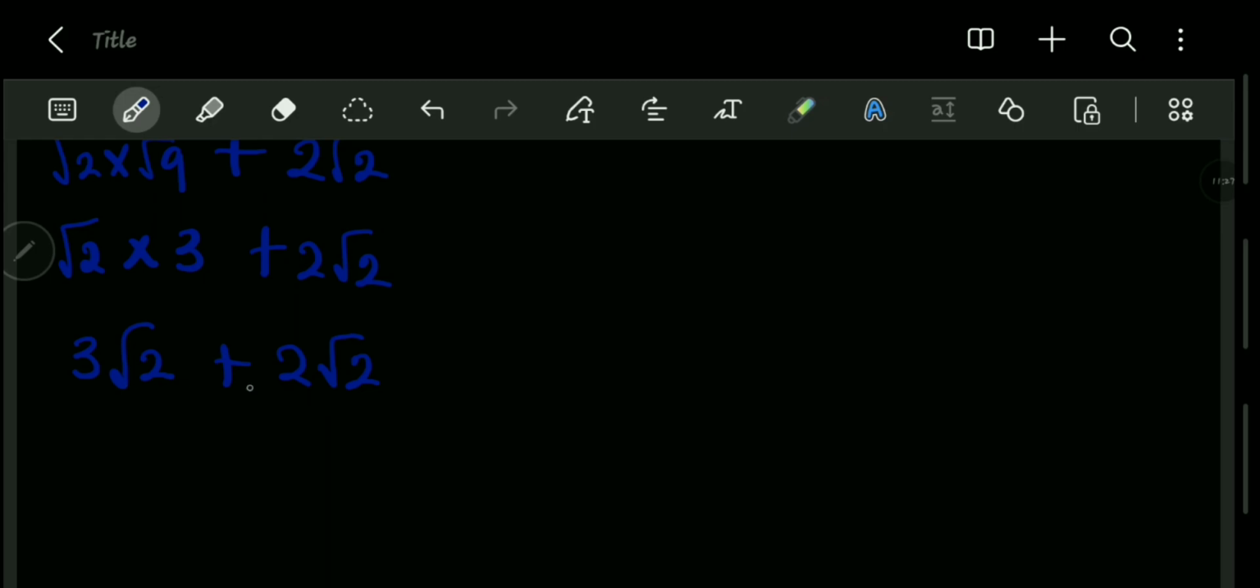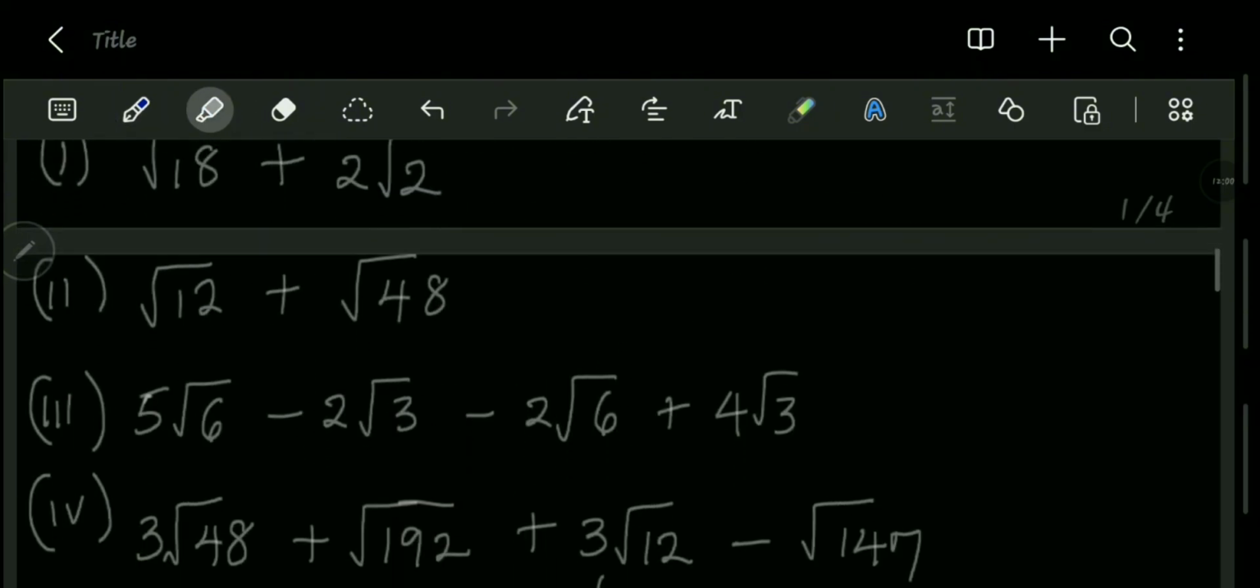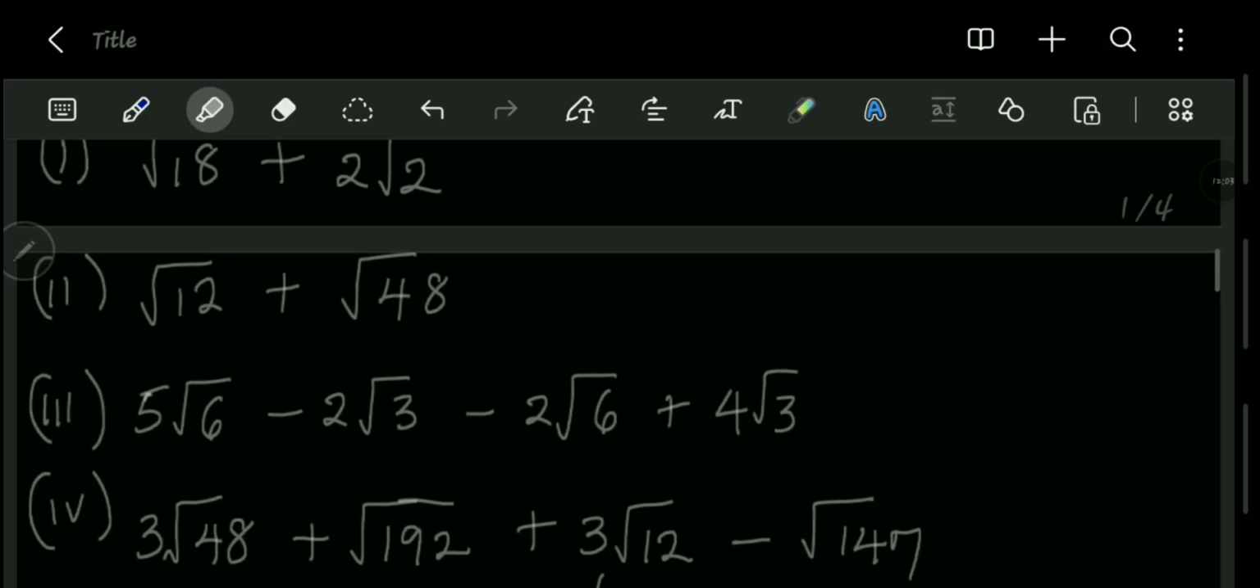Whenever you are adding or subtracting surds, you consider the number inside the root. If they are the same numbers, it's a like surd. If they are different numbers, it is an unlike surd. So this is a like surd. Why is it like? Because I'm having 2 inside here and the same 2 inside here. So I am free to add the coefficients, that is 3 plus 2 gives me 5, then surd 2. So I leave it in this form. That's the final answer for question 1. And for question 2, I'm having surd 12 plus surd 48.